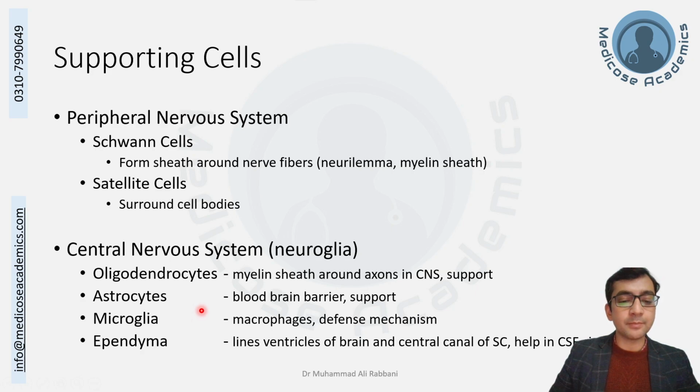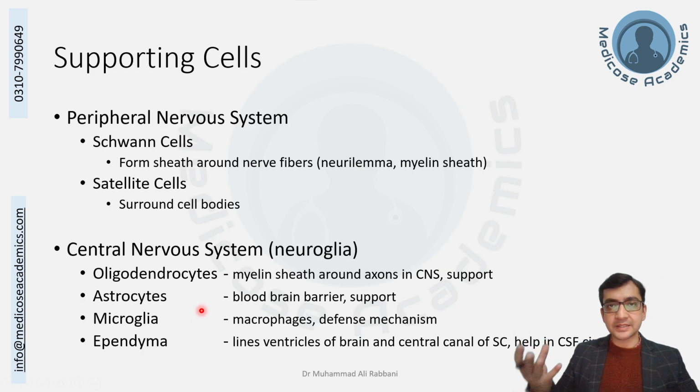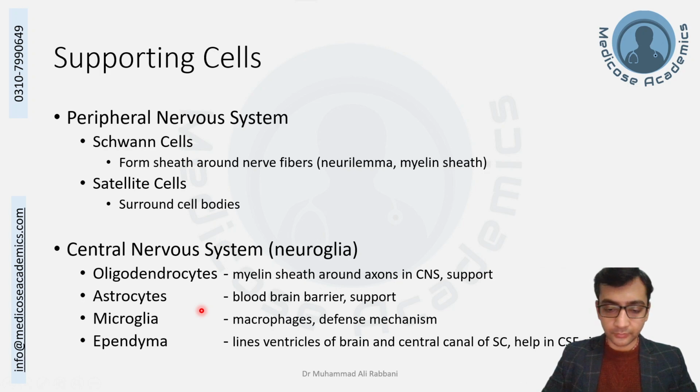Microglial cells are basically macrophages. These are the scavenger cells that eat up anything bad, any pathogen, any debris or extra material. So they clean it up and remove it. And ependymal cells are the ones that line the CSF-containing cavities, including the ventricles of the brain and the central canal of the spinal cord.